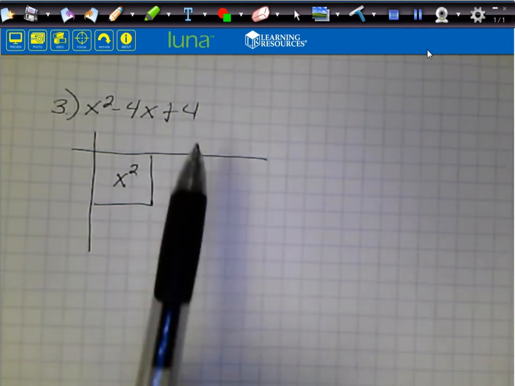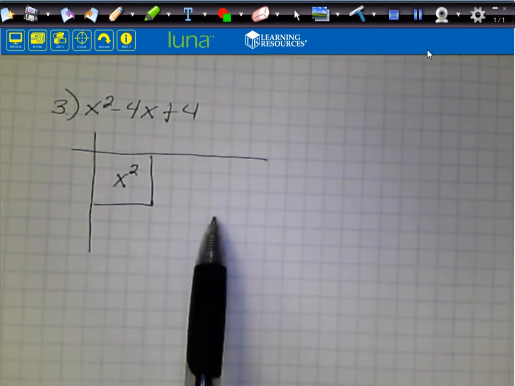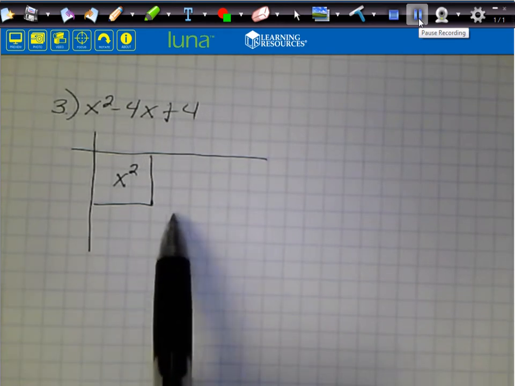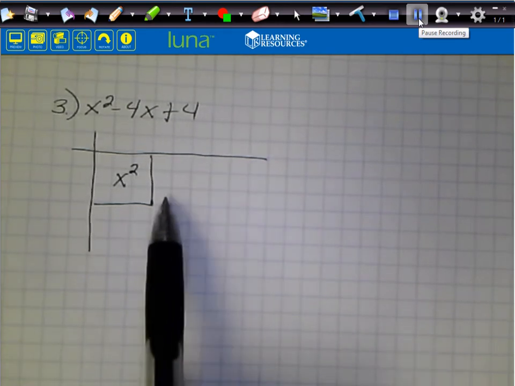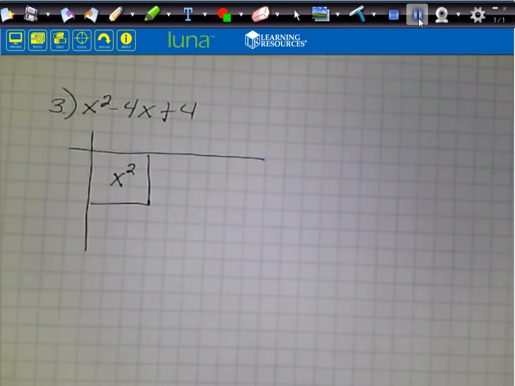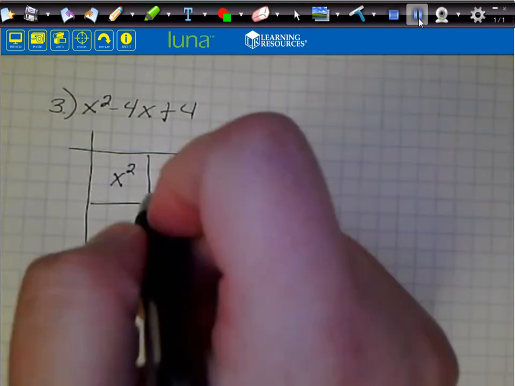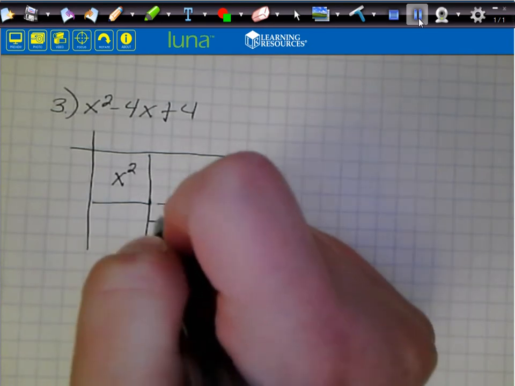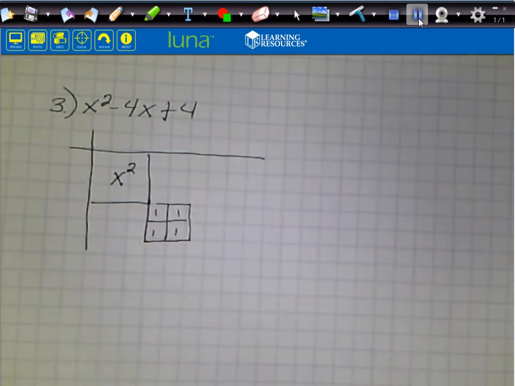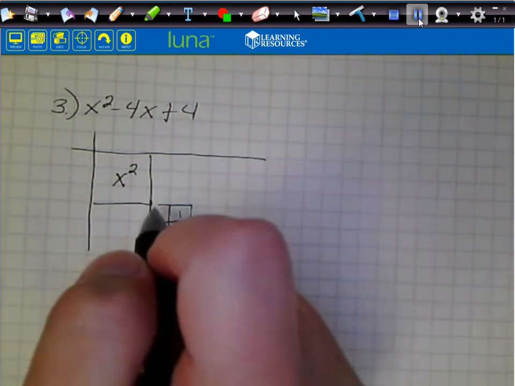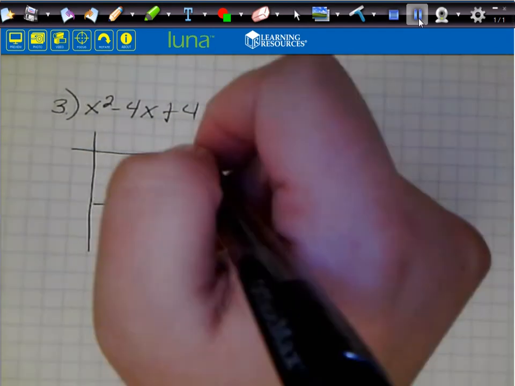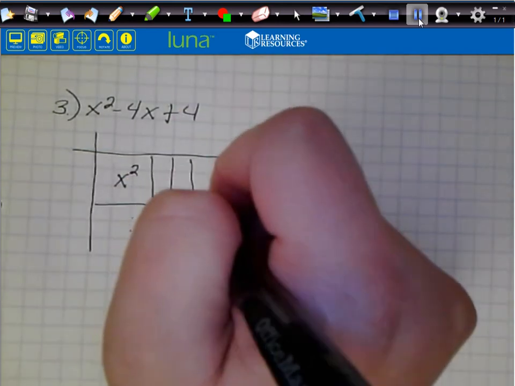Again, this time I could put down 4 positive pieces, 1, 2, 3, 4. But if I put my 4 positive pieces here, 1, 2, 3, 4, then I'm going to have 1, 2, 3, 4, 5 places for x pieces, and that's not going to work. So I'm going to do 2 groups of 2 here. That way I have 1, 2, 3, 4. And then if you notice, I have 1, 2, 3, 4 places for x pieces, so I can go ahead and put those in with my negative x pieces.